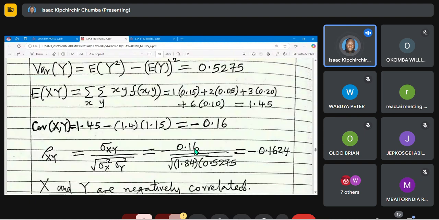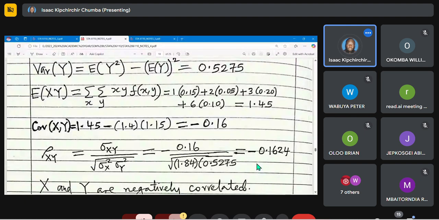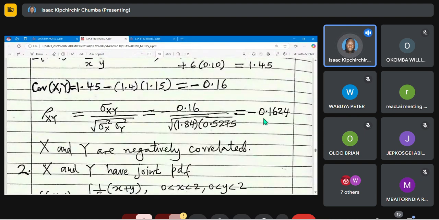You can see the covariance is a minus over square root of variance of X times variance of Y. Then you have the correlation, minus 0.16. So by looking at the magnitude, you can actually tell the strength.